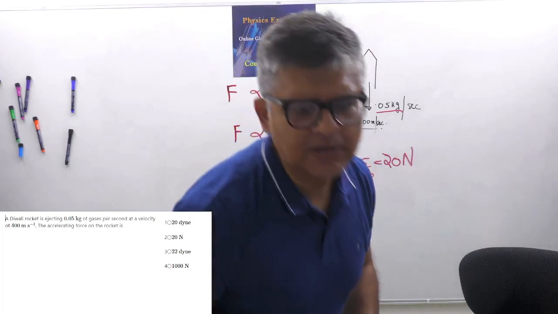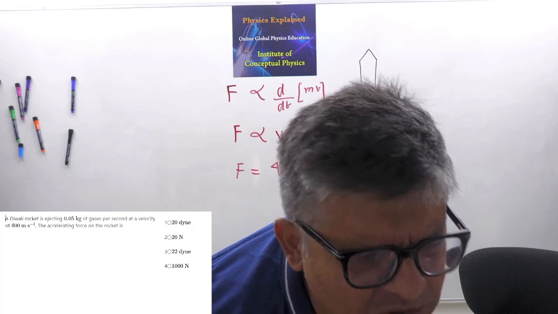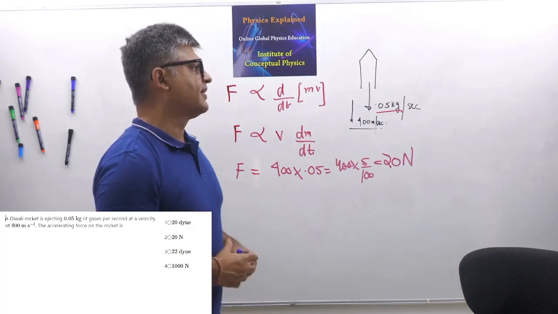So let's look into the choices. Do we have a 20 Newton choice or not, right? We have a choice, right? Choice number 2 is the correct choice.